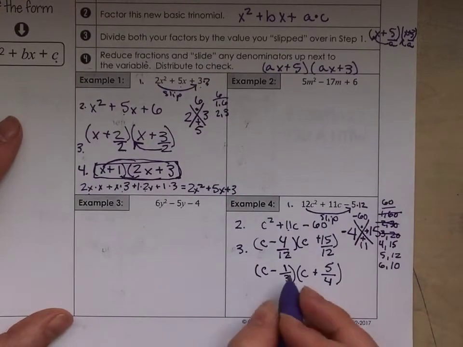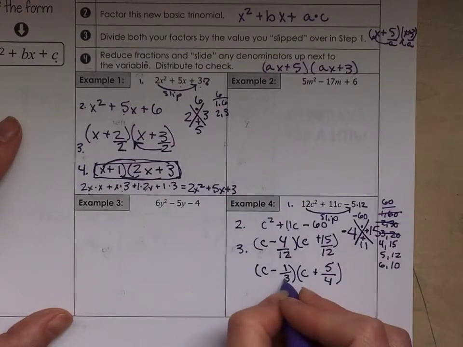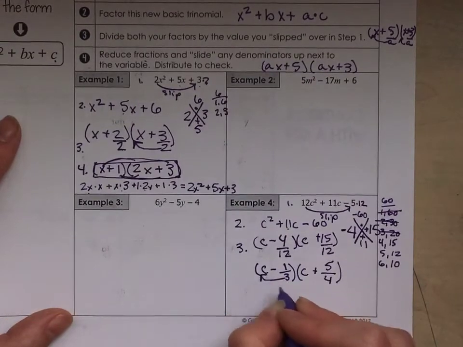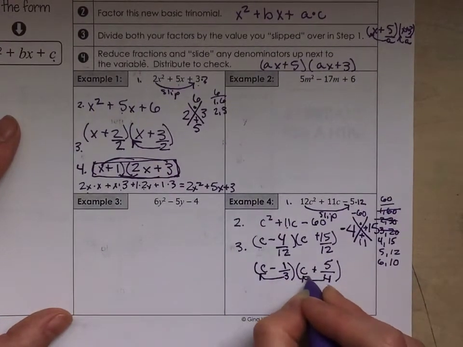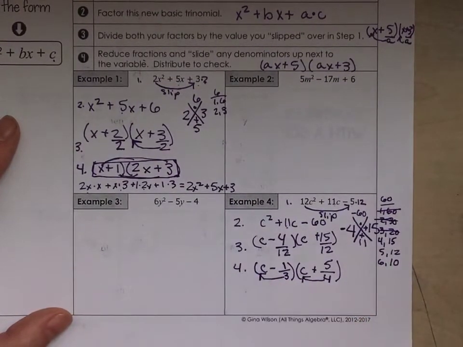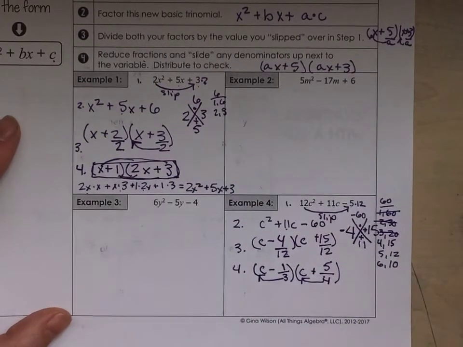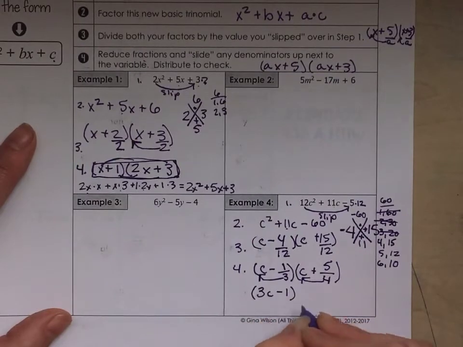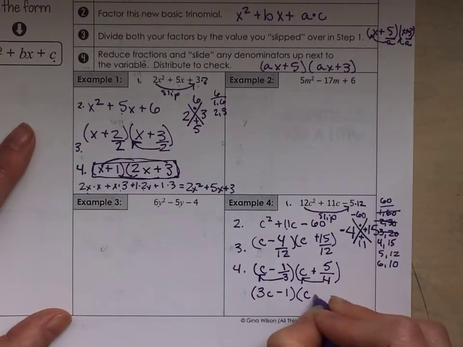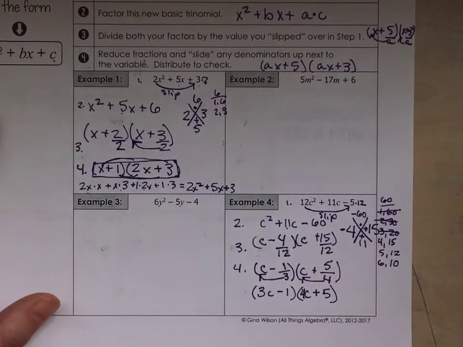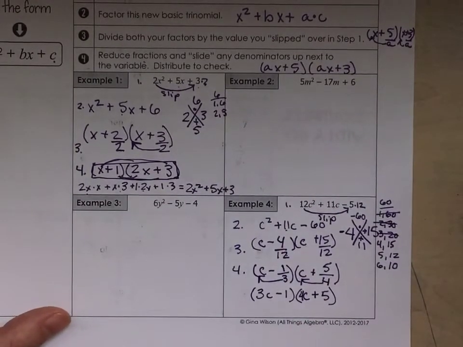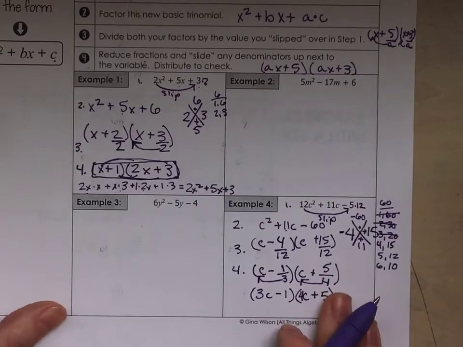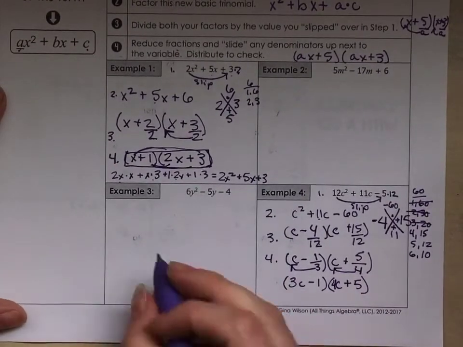Now, this is not my final factor yet. I need to slide my factors out for step 4. And so my final answer would be 3c minus 1 times 4c plus 5. We had 2 factors that we had to slide out of this one. Again, we can check our answer. I'm going to just check it over here off to the side.